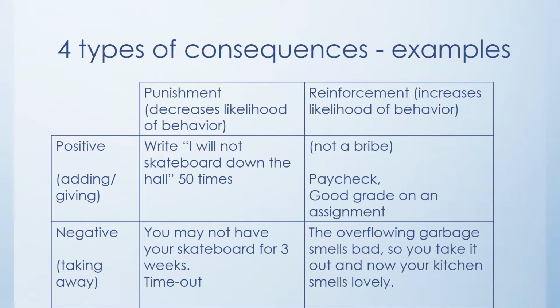Positive punishment, that's writing out lines repeatedly, running laps, that sort of thing. Negative punishment is things like timeout, taking away your toys for 2 weeks. Positive reinforcement is your paycheck for going to work, a good grade on an assignment. Sometimes people say positive reinforcement is a bribe, but the big difference here is that where a bribe comes before a behavior, the reinforcement comes after.